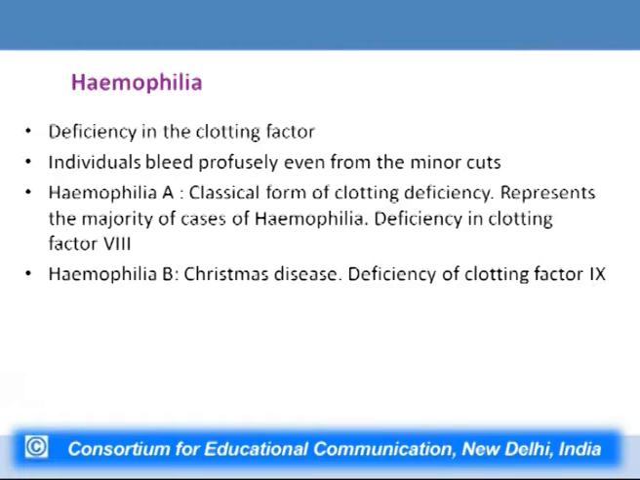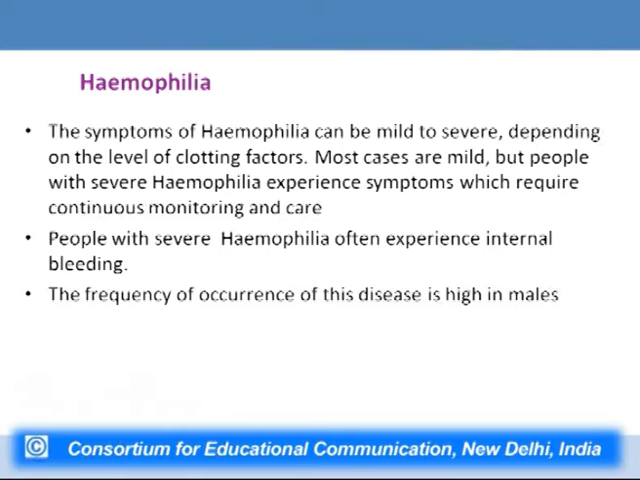Another disease which is X linked is hemophilia. Hemophilia is characterized by a deficiency in the clotting factor in blood. Individuals who suffer from hemophilia bleed profusely even from minor cuts. There are two types of hemophilia: hemophilia A, which is the classical form of clotting deficiency and represents the majority of cases, a deficiency in clotting factor 8; and hemophilia B, which is Christmas disease, a deficiency of clotting factor 9. The symptoms of hemophilia can be mild to severe depending on the level of clotting factors. Most cases are mild, but people with severe hemophilia experience symptoms which require continuous monitoring and care. People with severe hemophilia often experience internal bleeding, and the frequency of occurrence of this disease is very high in males.